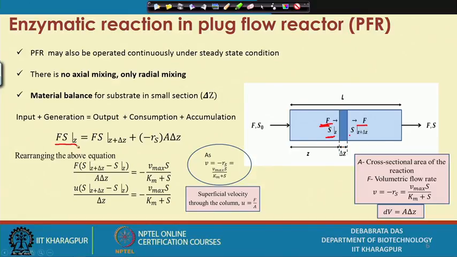So, I can write F into SZ, that is the rate of input of substrate, F into SZ plus del Z is the output, and minus RS into the volume. A is the cross sectional area. If you multiply it by del Z, you will get the volume of this segment. So del V is equal to del Z into A, where A is the cross sectional area. This is nothing but the volume of the reactor, and if you solve it, it will come in this particular form.